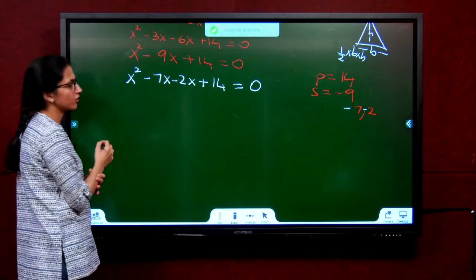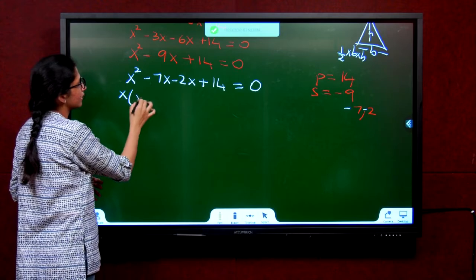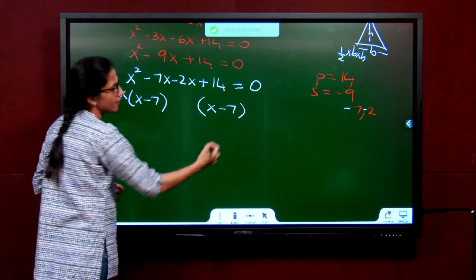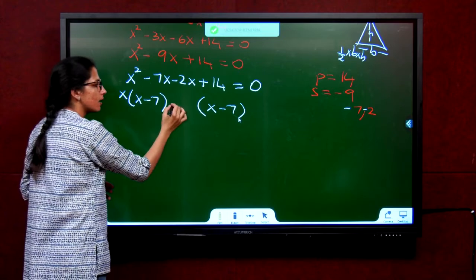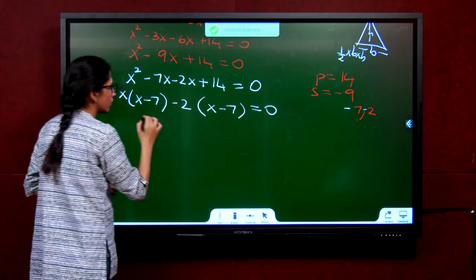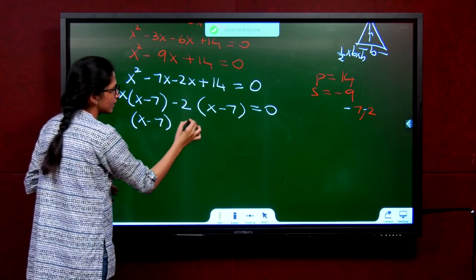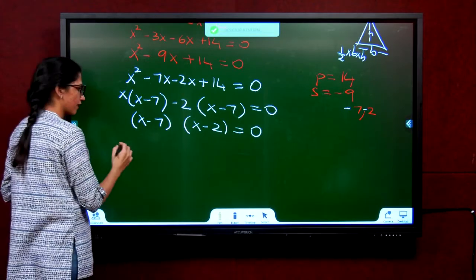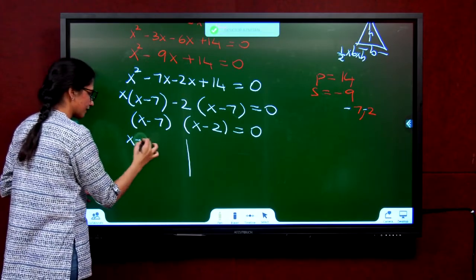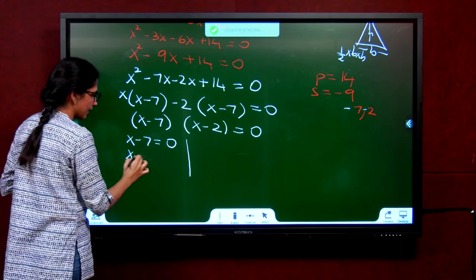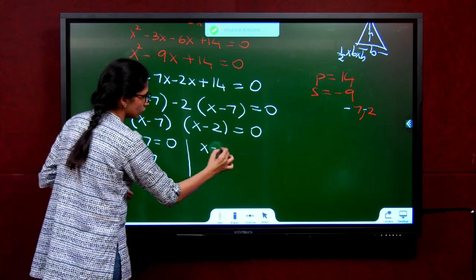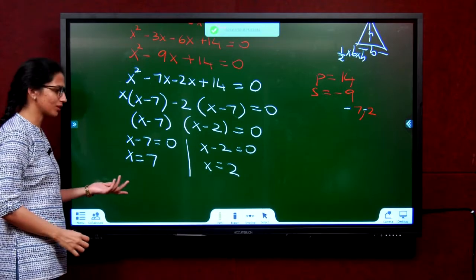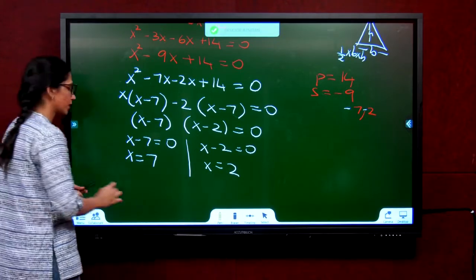Take whatever you can common from the first two terms. x into (x minus 7). Here also there should be an (x minus 7). So who will be out? Minus 2 is equal to 0. (x minus 7) into (x minus 2) is 0. So therefore what is x? x minus 7 equals 0, x equals 7. x minus 2 equals 0, x equals 2. Both are valid, both are positive. Length can be both 7 or 2.